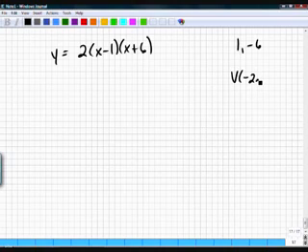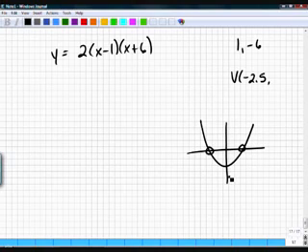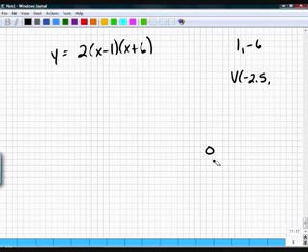Negative 2.5, I think somebody said that. Add the two, divide by 2, average them. Because if you've got a parabola, there's your x-intercepts, your vertex is going to be directly in between them. So it would be negative 2.5.